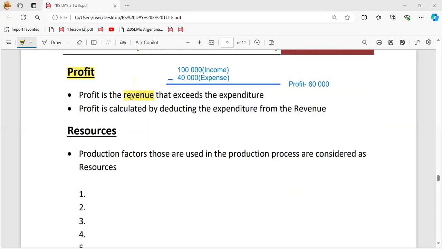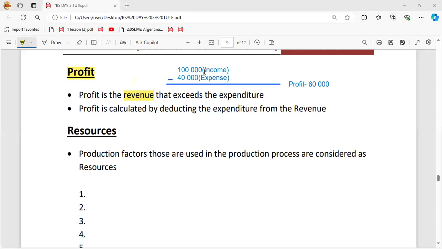Therefore, I have to take some decisions. What am I going to do for my business to make sure that it earns some good profit? Profit is calculated by deducting the expenditure from the revenue. That means my expenditure is 40,000 and the revenue is 100,000. I deduct my expenditure from my income. Very simple. Did you understand?